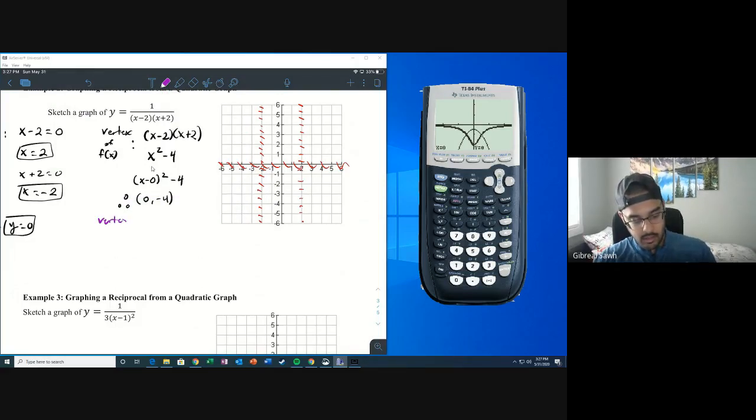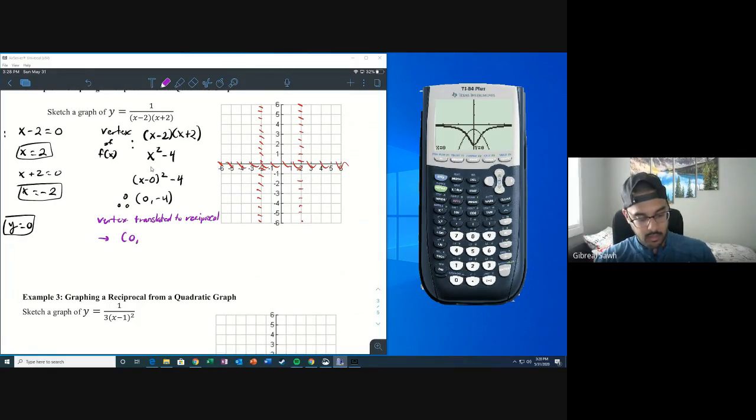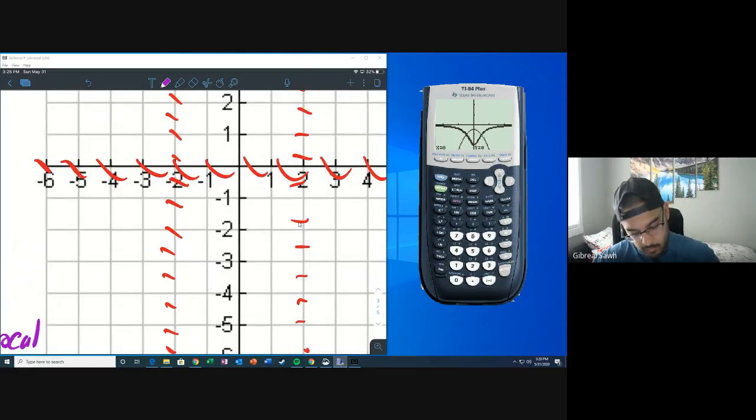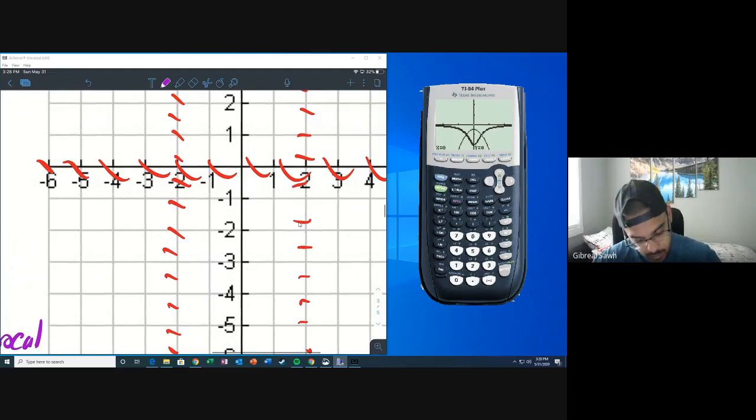Vertex translated to reciprocal, that means that point becomes 0, -1/4. Okay, so this is the point that's actually on my reciprocal graph. So I'm going to plot that point roughly to give us an idea. So that's 0, -1/4. Yeah, somewhere here. And again, it doesn't have to be perfect, just a rough estimate of where that point should be. And we'll graph it again just to check.